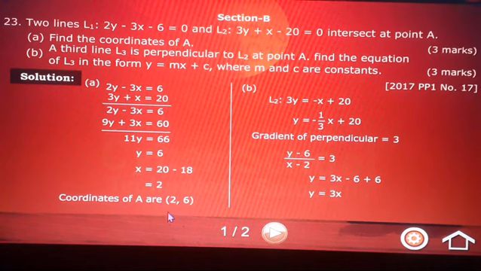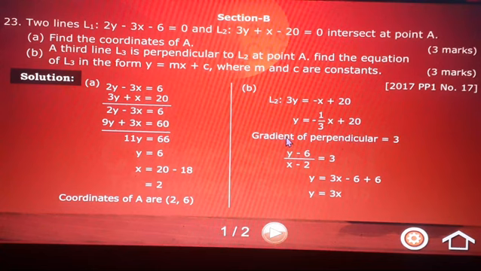Part B of the question: a third line L3 is perpendicular to L2. So if it's perpendicular to L2, first of all, we must find the gradient of L2 by arranging the equation of L2 in the form y is equal to mx plus c. The coefficient of x is the gradient of L2. Given that gradient, let's find the gradient of line 3, because it's perpendicular. The product of the gradients of two perpendicular lines is equal to negative 1.